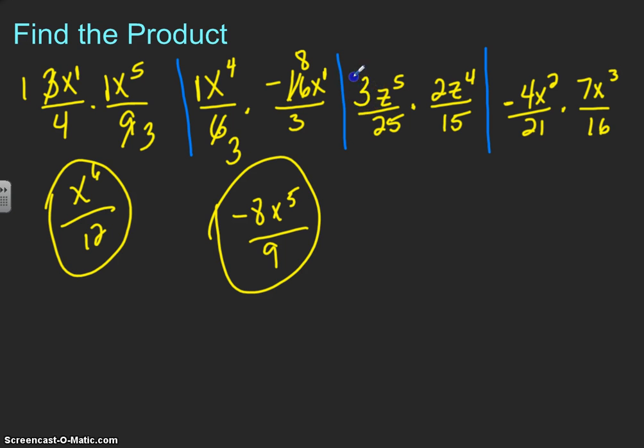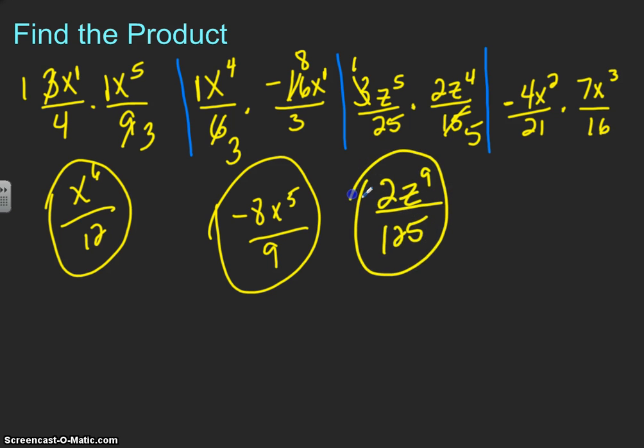Okay, here I can cross-reduce with a 3 and 15. That is 1 and that is 5. I get 1z5 times 2z4. That is 2z9. Over 5 times 25 is 125, and this is reduced. Don't have to do anything else. Nice thing about these, once you cross-reduce, you're good. You don't have to make mixed numbers. You can leave them improper.